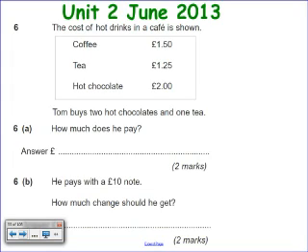So a menu off a cafe. Tom buys 2 hot chocolates and 1 tea, okay? How much is it costing? And then he pays with a tenner. How much change did he get? And all this question is about is testing your ability to add and subtract decimals. And this is how it will come across in the exam.